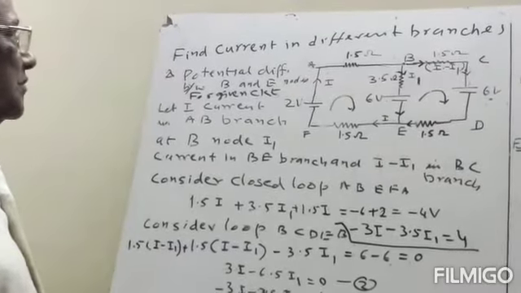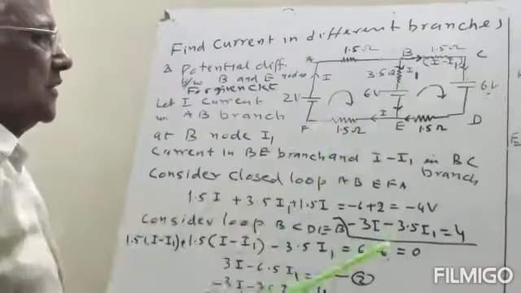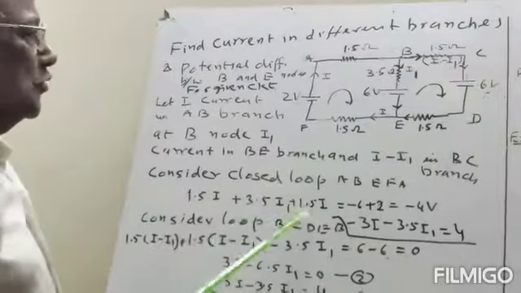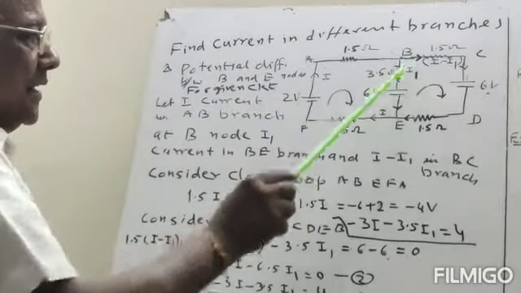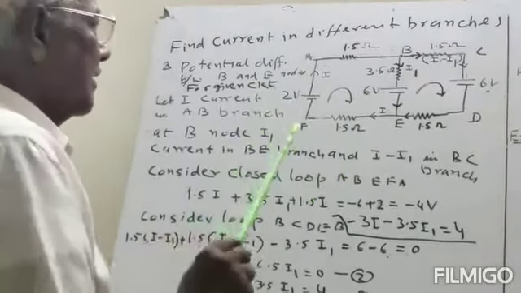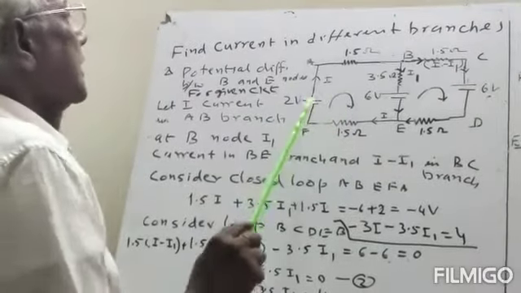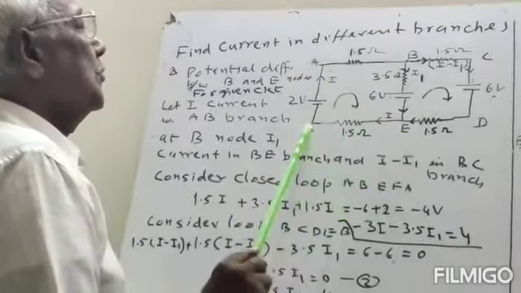Numerical problem to find the current in the different branches of this circuit which is given. And also we have to find the potential difference between node B and node E. So here first we take this loop. This loop is the A, B, E, F loop.